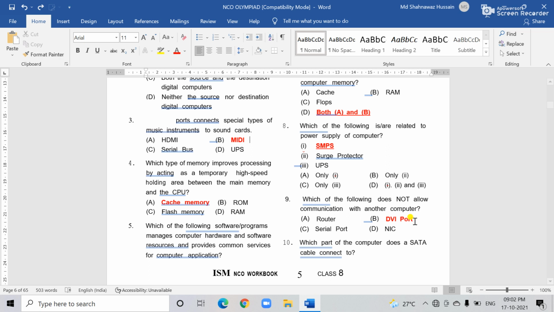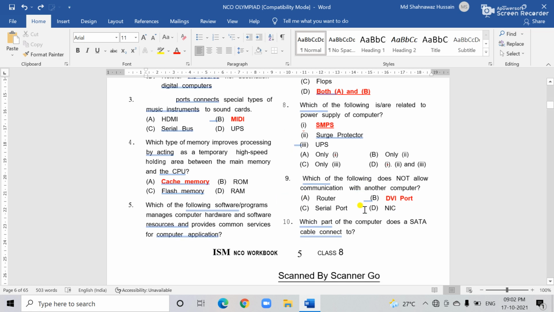And next is the serial port. This is also used to communicate, and the NIC, the network interface card, is also used to communicate. It is an interface to communicate. So the router is used to communicate, the serial port is used to communicate, and the NIC is used to communicate. So which is not used? The DVI port is not used to allow communication, right? So up to question number 9 is completed.